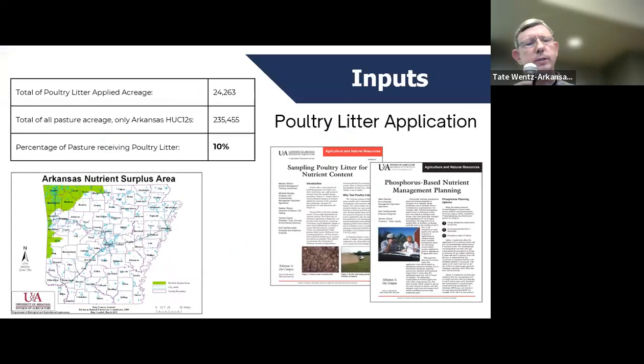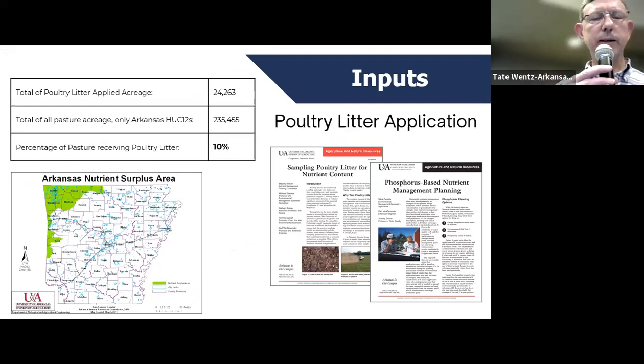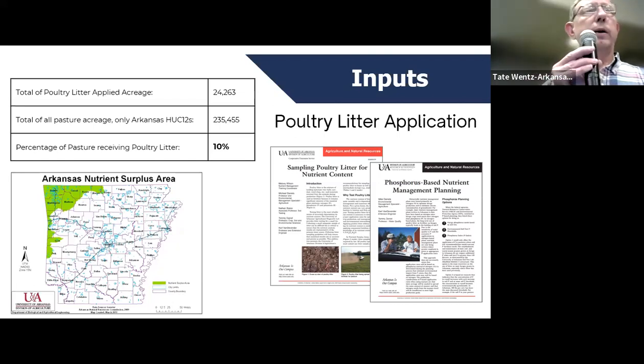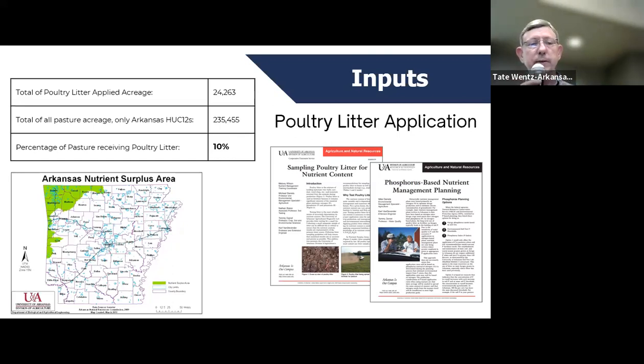And one thing I was a little bit surprised by when we cranked out those numbers, and this is just on the Arkansas side, is that poultry litter was being applied on a little over 24,000 acres. But if you add up all the acres of pasture and hay, and we can't separate that out, it's over 235,000 acres. I just assumed that a higher percentage of the acreage would be receiving litter, but it's only around 10%. And of course, a lot of the poultry litter is being exported now. Again, these are 2019 numbers. If you go back 20 years ago, I don't have those numbers. It may be different.